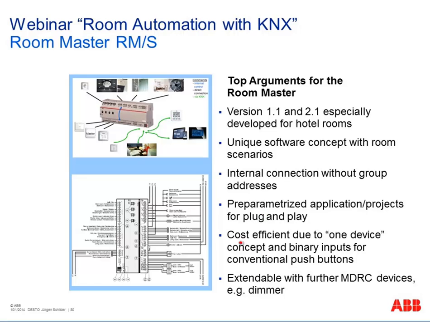And these room masters are more cost efficient, because instead of using single KNX devices, like a binary input, a switch actuator and a fan coil actuator, it is cheaper, since you save one KNX device. And when you need more KNX features in the room, like dimming for example, or you need more shutters, then you can of course add another KNX device here and communicate via the room master to the other devices.